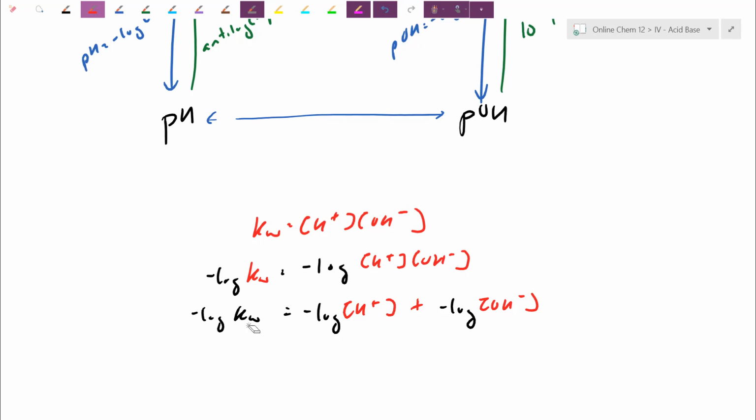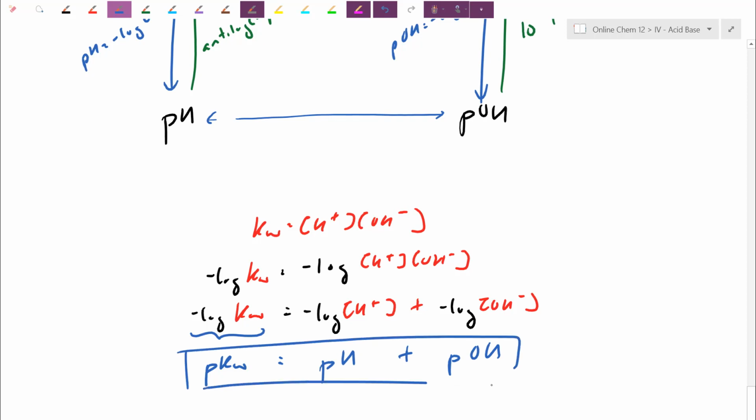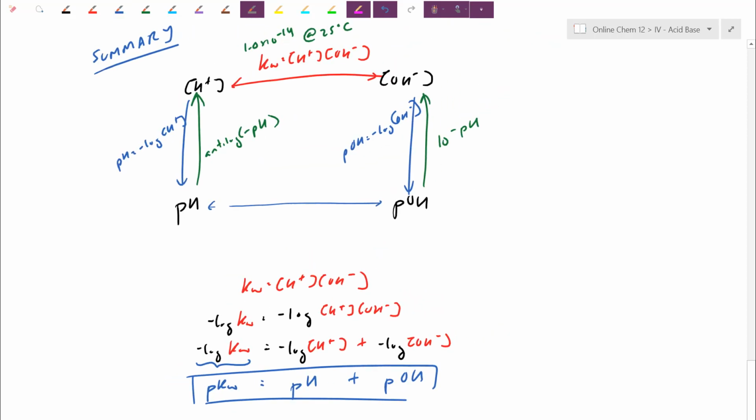Well, negative log of Kw is as simple as it could get. Remember we said negative log of anything is written as p of that thing. So this one here is actually going to be pKw. What is negative log H plus? Oh, that's just pH. What's negative log of OH minus? Oh, it's just pOH.